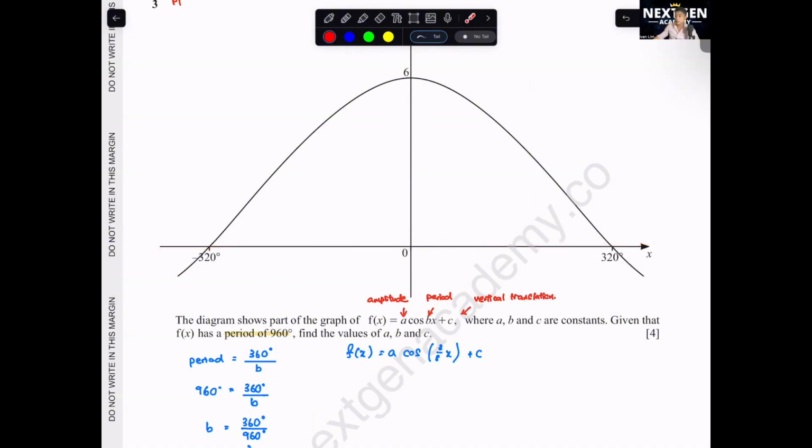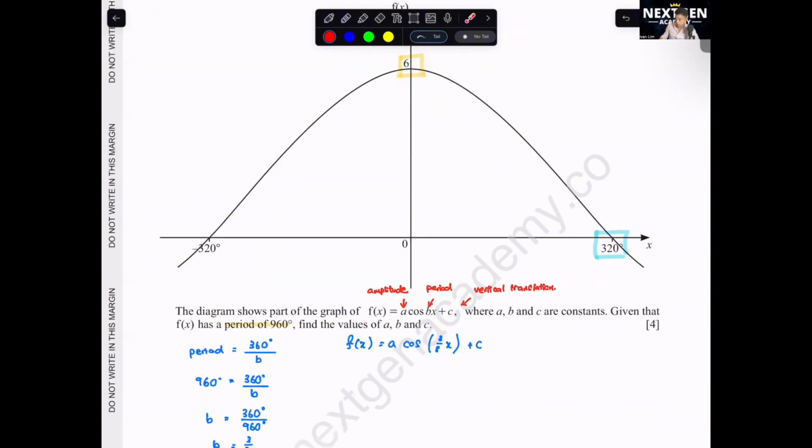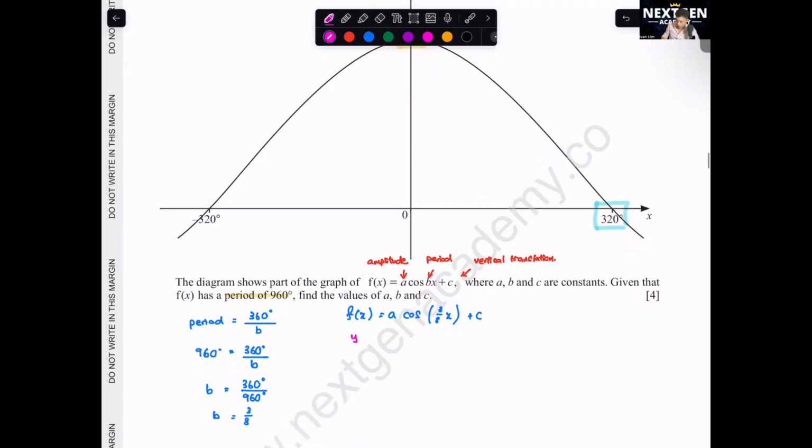So this is what we are going to do. There are 2 points that we can read from the graph. This is one of them, and this is another one. Actually there are 3 points on this side also, but you just need 2. So here and here. Let's use the y-intercept first. We do the y-intercept, where x is equal to 0, y is equal to 6.